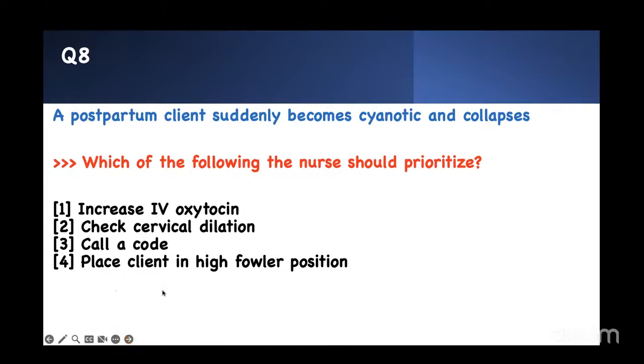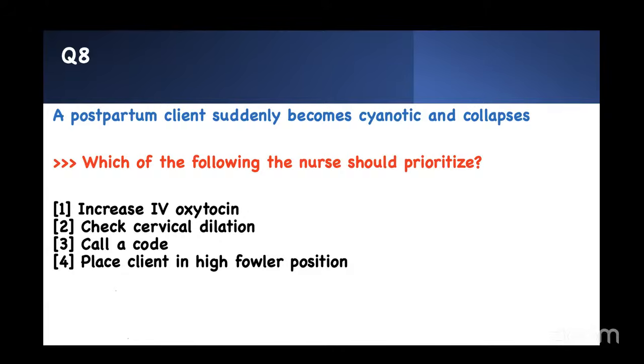A postpartum client suddenly becomes cyanotic and collapses. She just had a baby. All of a sudden, this is what happened. Which of the following should the nurse prioritize? Buzzwords: cyanotic and collapse. Think about it. These are obstetric emergencies. What condition will cause you to have a baby and boom, you collapse? Either you have a PE or an amniotic fluid embolism.